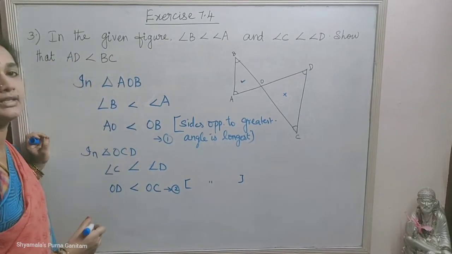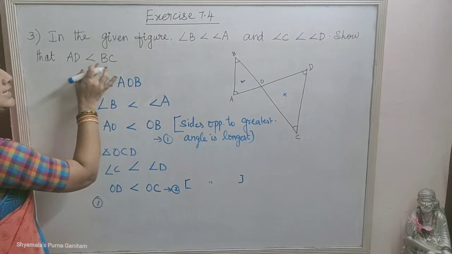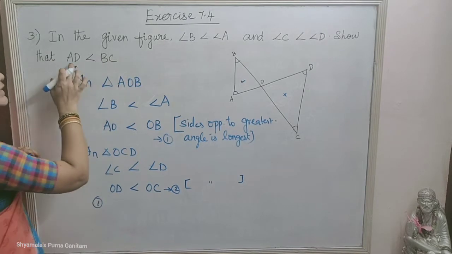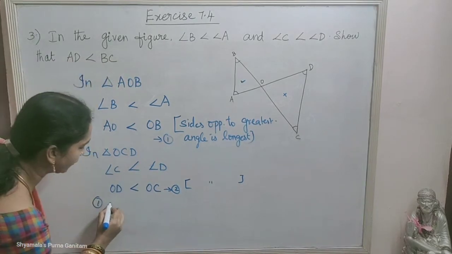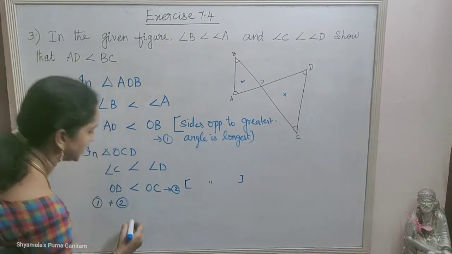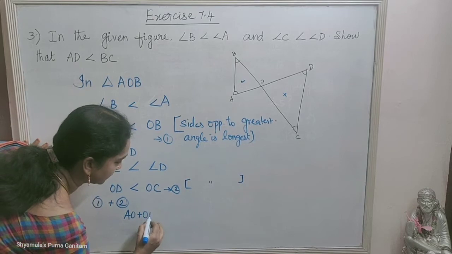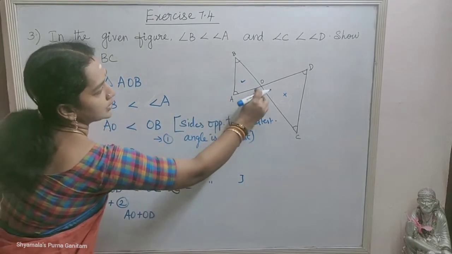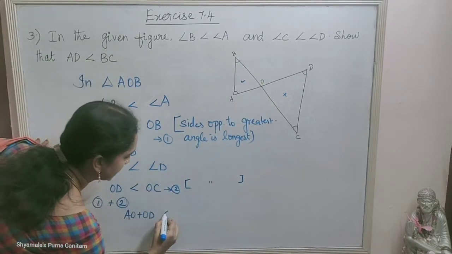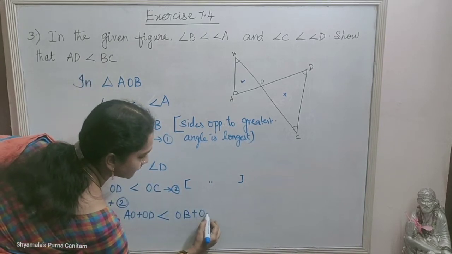So when we add this first statement and second statement, the question given is AD less than BC. We are asked to show AD less than BC. So for doing that, we will add the first and the second statement. So if we add this, we get AO plus OD less than OB plus OC.